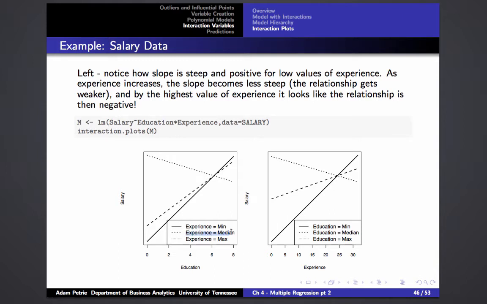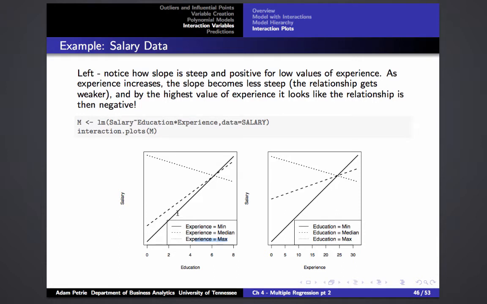Now, as I move from the median experience to the maximum amount of experience, this line kind of tilts, and the slope gets closer to 0. Eventually, the effect of education on salary completely disappears somewhere between the median and the maximum. By the time I reach the maximum levels of experience in this data set, the relationship actually looks a little bit negative. It looks like the more educated someone is, the smaller the salary is in the company. That's what the data is saying, a little bit counterintuitive, but that's the story behind this interaction plot.